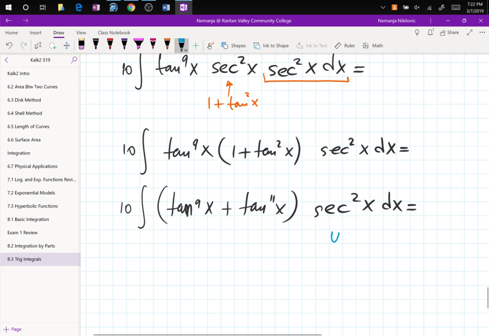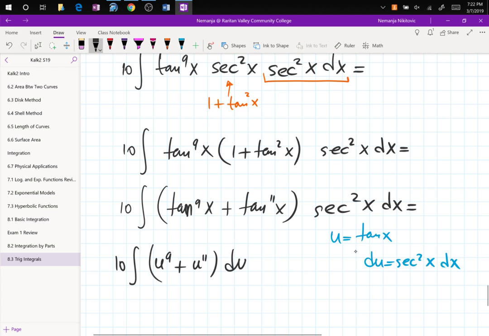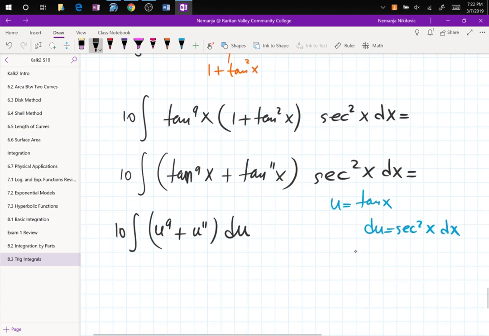U sub: u is tangent x, du is secant squared x dx. The whole problem becomes 10 integral u to the 9 plus u to the 11 du. And now you integrate. That's 10 times u to the 10 over 10 plus u to the 12 over 12 plus c. Put the tangents in.